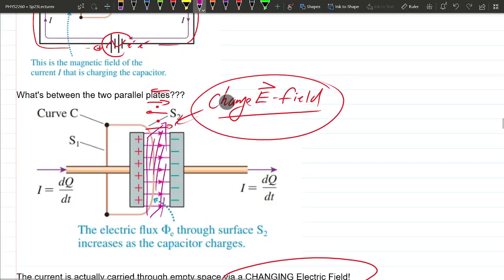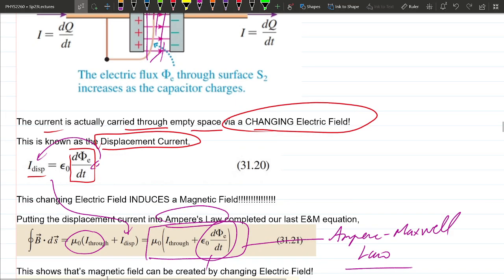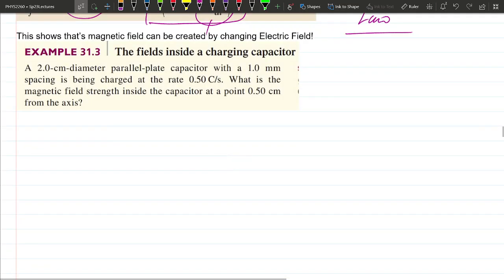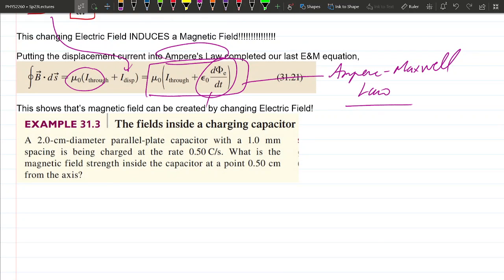Any questions about this before I do an example? You guys believe me? Maybe? Which one? This one? Yeah. We're going to do an example with this real quick, okay?